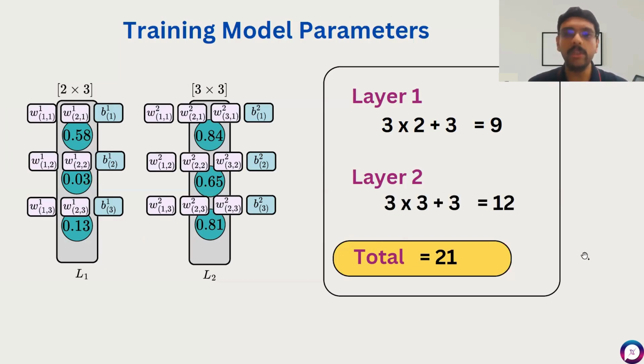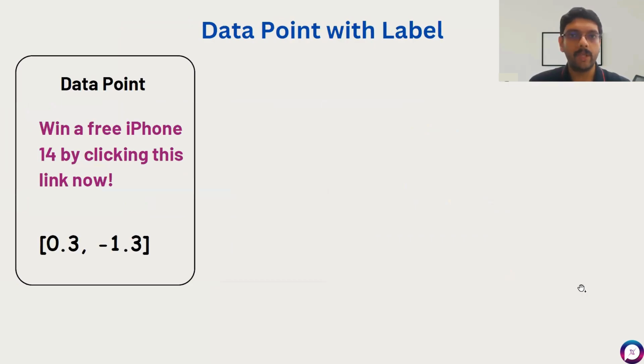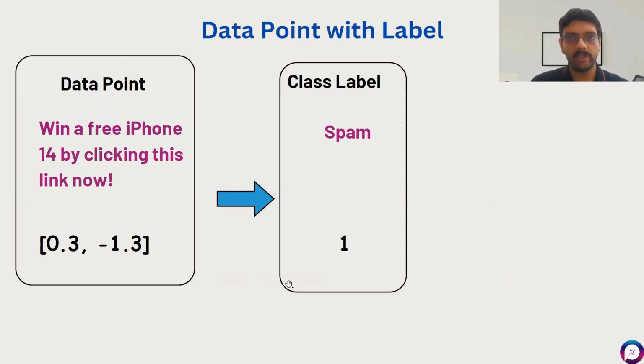And in practice, when we do this in the next video, we're actually going to have close to 20,000 parameters, much more complicated. Okay. So we've got the parameters. What else do we need? Well, we have a data point, right? And we have the vector version of it. What we need is the category or the class label, right? So we're saying it's spam.